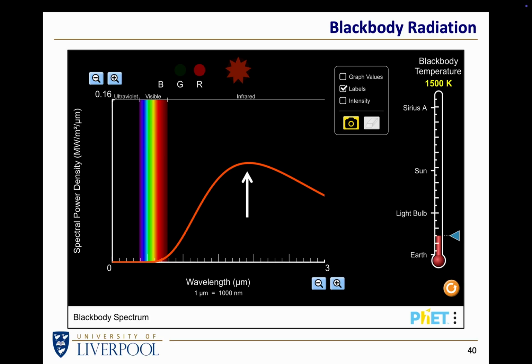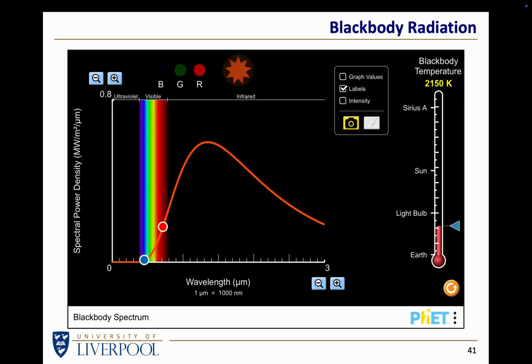Perhaps a tiny amount of light is being emitted in the red end of the spectrum, essentially none in the blue, a little bit in the red. Most of this object, at a temperature of 1500 Kelvin, most of the light is coming off as heat. Most of the light is in the infrared.